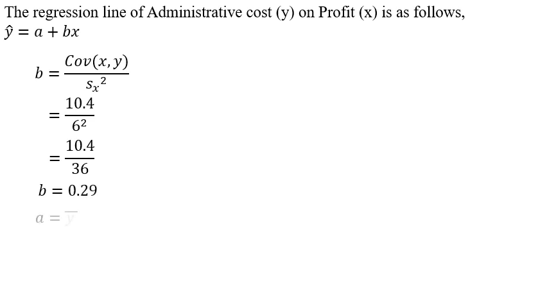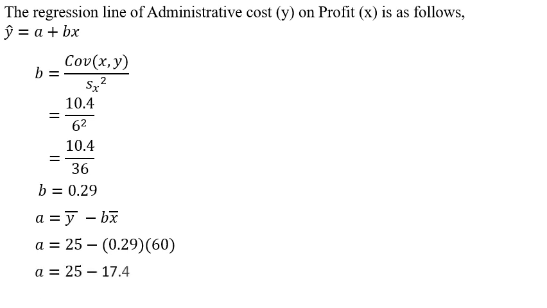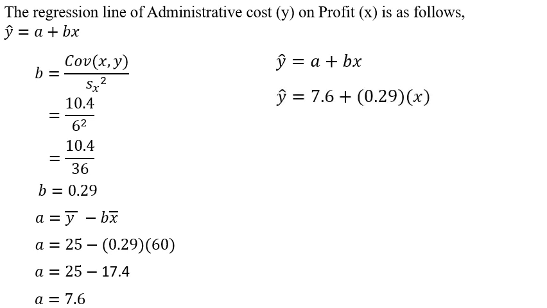Now take this answer and put it into the equation of A, that is y bar minus bx bar. As we know, y bar here is 25 and x bar is 60. 60 multiplied by 0.29 we will take first, that will get us 17.4, and when you subtract it from 25, you get A is 7.6. Now put this value of A into our equation A plus bx, and you will get the regression equation like 7.6 plus 0.29 into x.